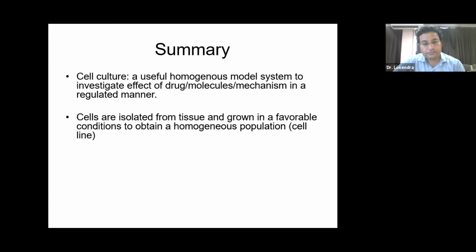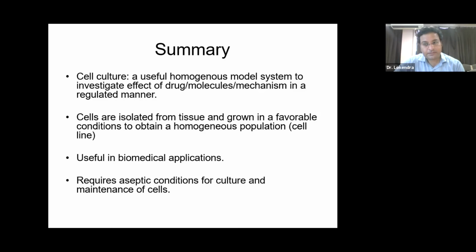When cells are isolated from a tissue and grown for a certain period of time, that is called primary culture. But when they are grown for a longer period of time after immortalization, it is called an established cell line. These are very useful, and these homogeneous populations can be used to obtain reproducible results as well as validate certain findings. It has great biotechnological implications, and in today's time, it is a multi-billion-dollar industry. It requires aseptic conditions for culture and maintenance of cells.